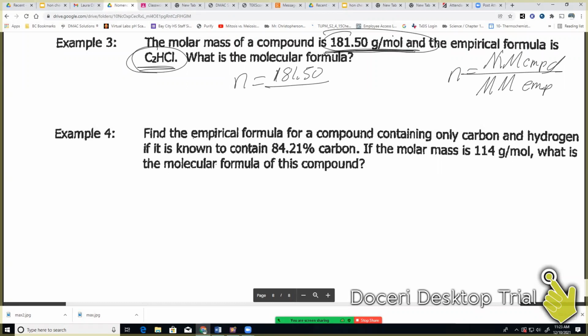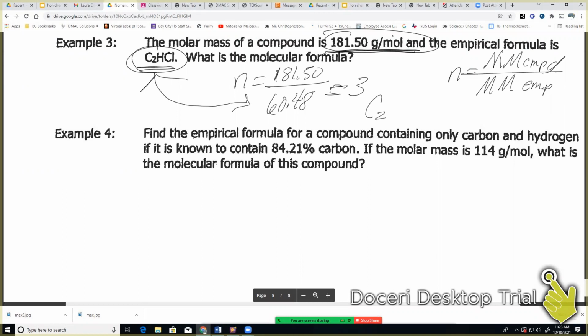So I'd have to do that. 2 carbons, 1 hydrogen, and 1 chlorine would give me 60.48. So that comes from that one. All right, so 181.50 divided by 60.48 is going to be about what? About 3. Really close to 3. So that becomes my n.